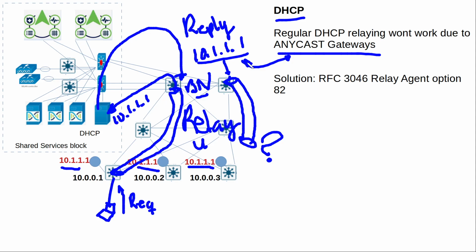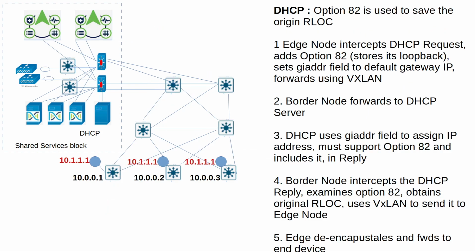So the solution for this issue is using the RFC 3046, which is the relay agent option 82. So let's see how the option 82 will help us solve this issue. Well, let's plug a device here into the network. Then this device is going to send a DHCP request into the network. Remember that this is a broadcast.